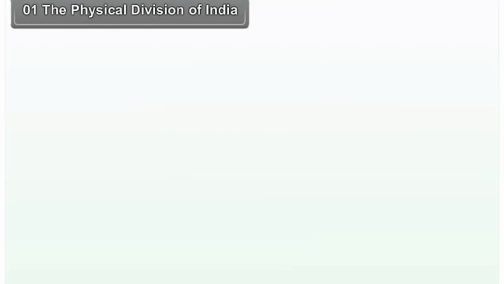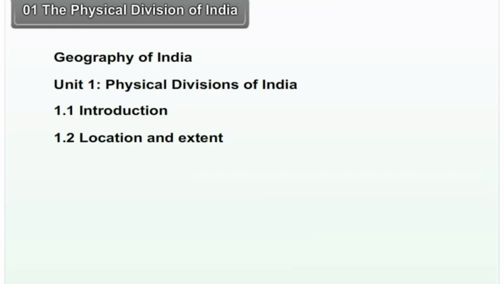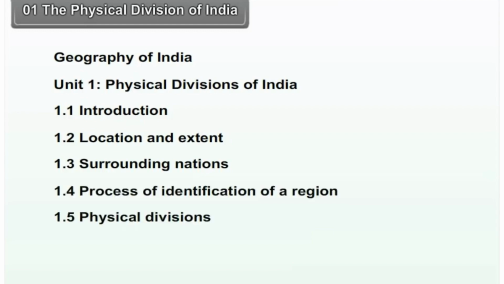Chapter 1: The Physical Divisions of India. We will study the following points in this chapter. 1.1 Introduction. 1.2 Location and Extent. 1.3 Surrounding Nations. 1.4 Process of identification of a region. 1.5 Physical divisions.